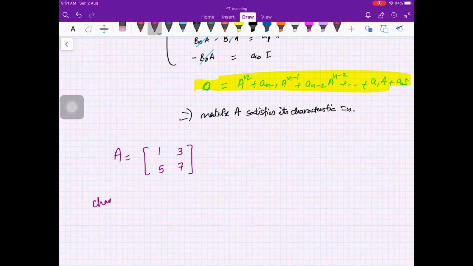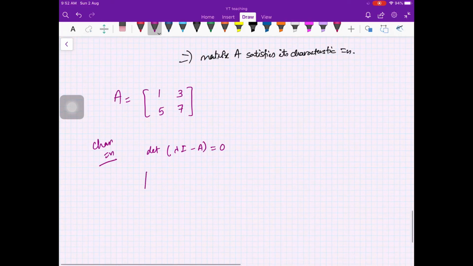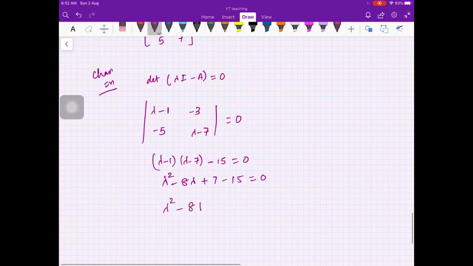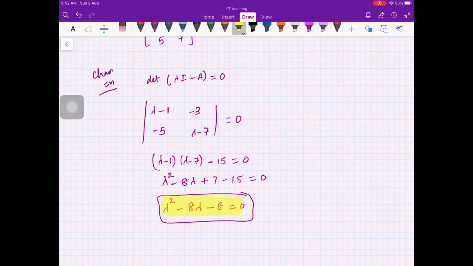So what will be its characteristic equation? That will be determinant of lambda I minus A is equal to 0. So you do this. This will be (lambda minus 1) (minus 3) (minus 5) (lambda minus 7) equal to 0. So this is (lambda minus 1)(lambda minus 7) minus 15 equal to 0. So this is lambda square minus 8 lambda plus 7 minus 15 equal to 0. So this is lambda square minus 8 lambda minus 8 equal to 0. So this is the characteristic polynomial of the matrix.